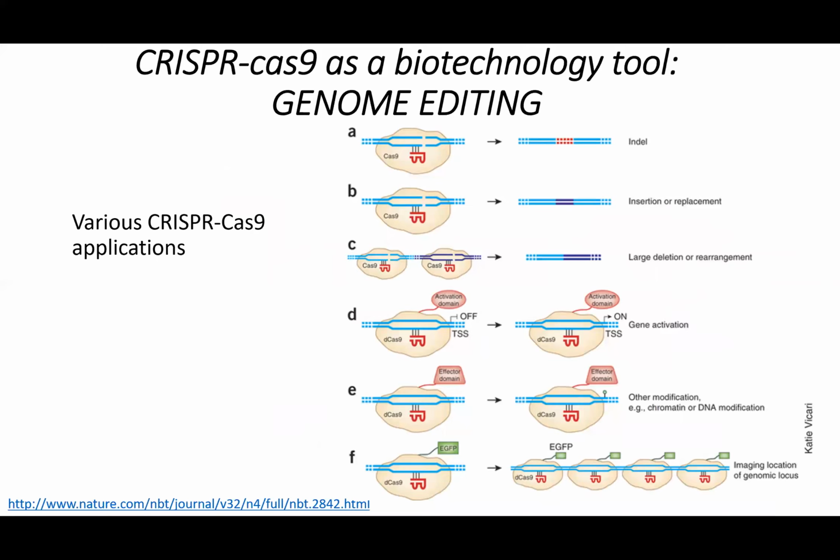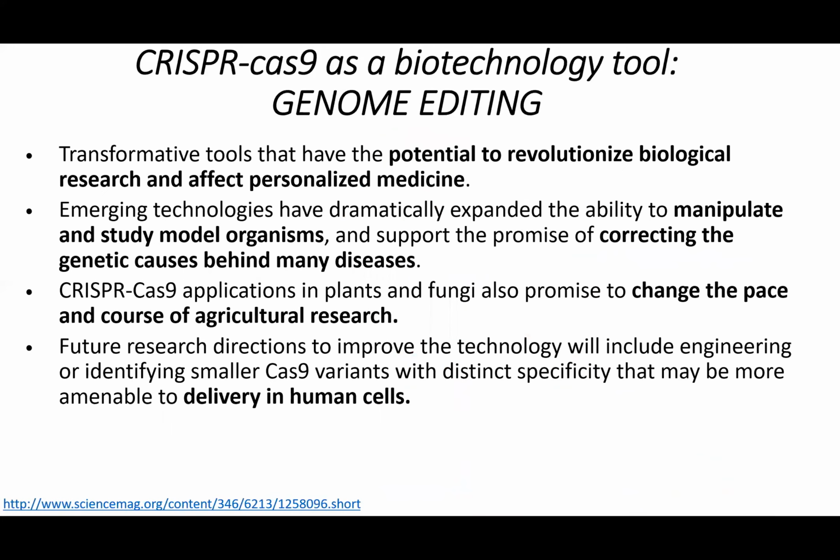And it's really something that has shown a lot of promise in terms of editing genomes. For instance, as I mentioned, there was this controversy of these children in China. What these researchers in China did was use CRISPR to edit their genome to make these infants not susceptible to HIV, so they would no longer produce the protein that HIV would attack. And so CRISPR itself has the potential to revolutionize biological research and affect personalized medicine. And it's a really powerful tool.